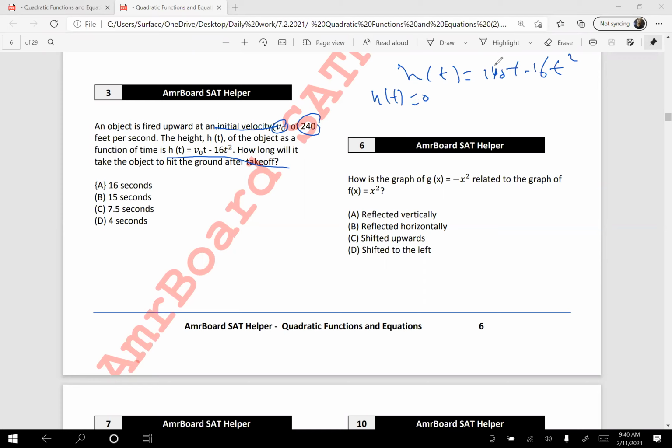So 240t minus 16t squared will be 0. Then 16t squared equals 240t divided by 16t, and t is not equal 0, of course, since t is the time.